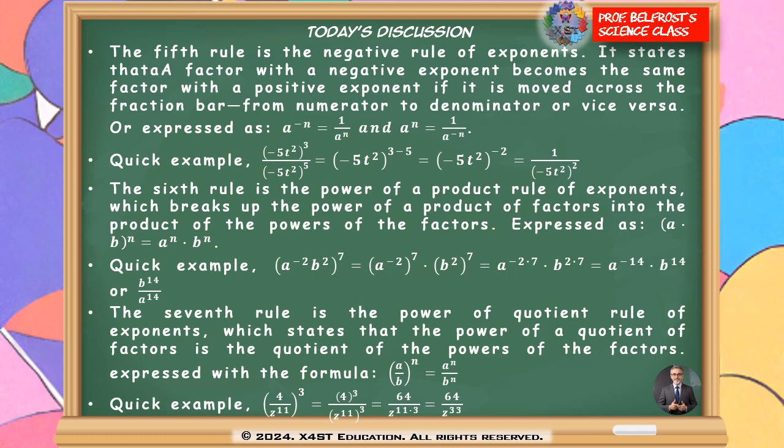So we can just basically do the previous rule. So a to the minus 2 times 7 times b to the 2 times 7. So we are left with a to the minus 14 times b to the 14. Or to make them all have a positive exponent, we make it as b to the 14 over a to the 14. Very simple.